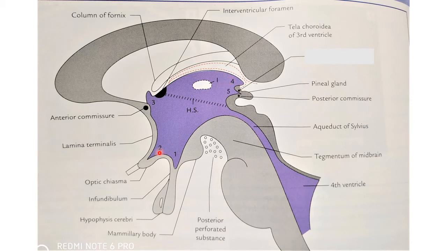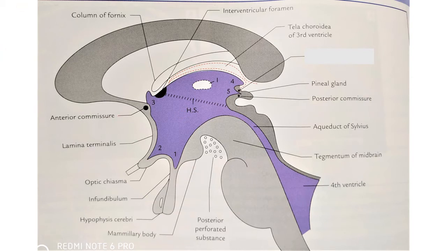And also the floor, which is formed, from anterior to posterior, by the optic chiasma, tuber cinereum and the infundibulum, that is the stalk of the pituitary gland, then the mammillary bodies, the posterior perforated substance, and also the tegmentum part of the midbrain. These are the structures forming the floor of the third ventricle. So that is about the roof, floor, anterior wall, and the posterior wall.